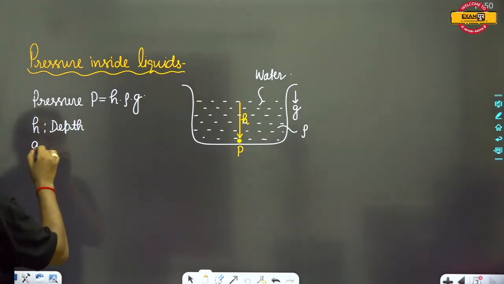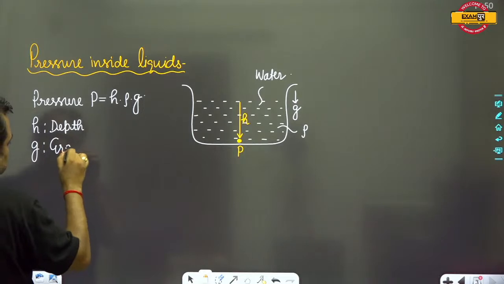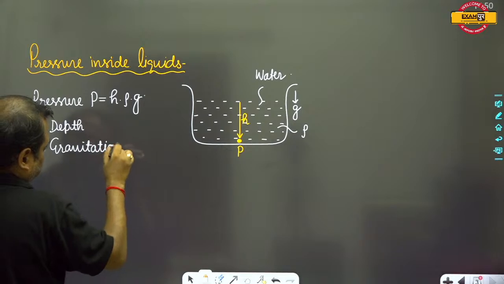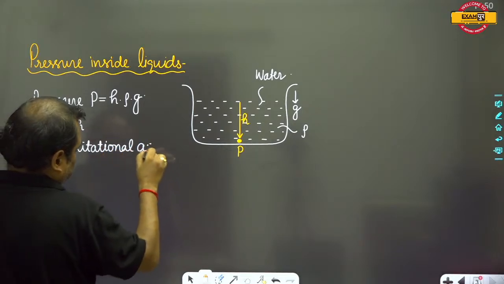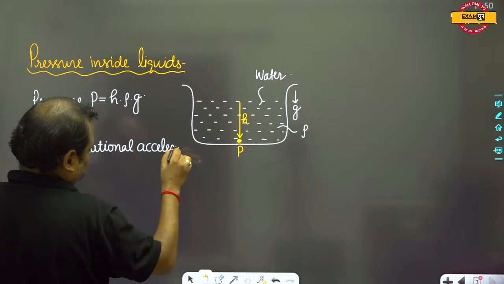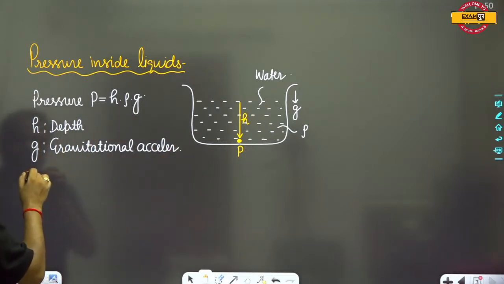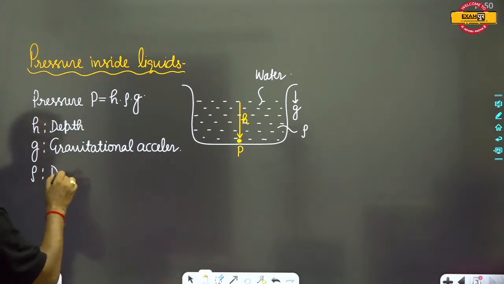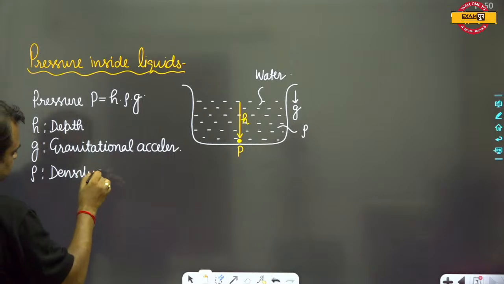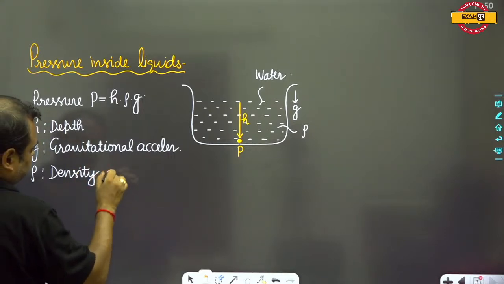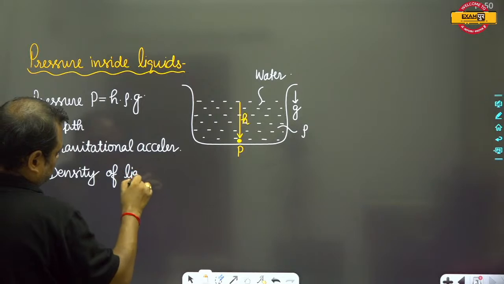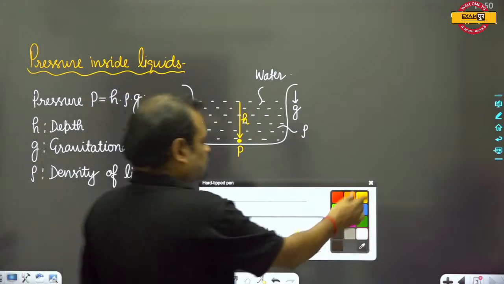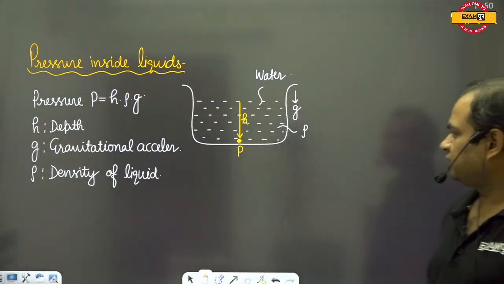g means gravitational acceleration. Rho means the density of the liquid. So this is the density of the liquid.